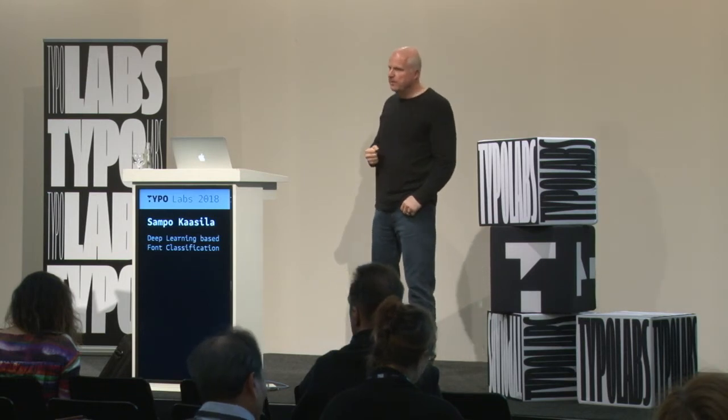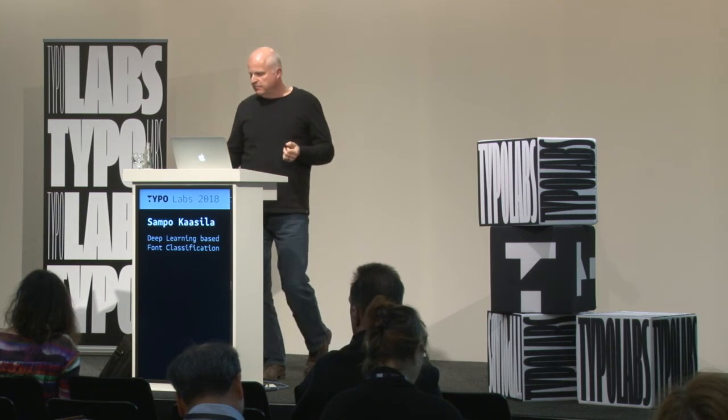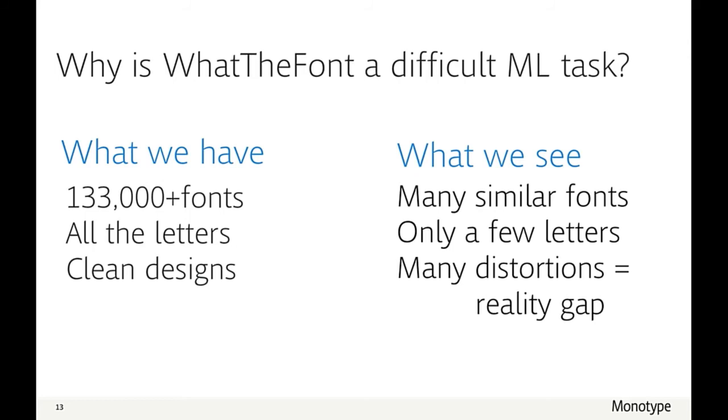So why is it so difficult? Because this was an interesting journey for me and my team. So I already mentioned we have 133,000 fonts. We have all the letters. We have clean designs. But what this machine sees is, of course, that we have many similar fonts. A lot of fonts look very, very similar. And we're also only shown a few letters. There could be some key letters that are very important for differentiating two fonts, but we're not necessarily shown those letters.